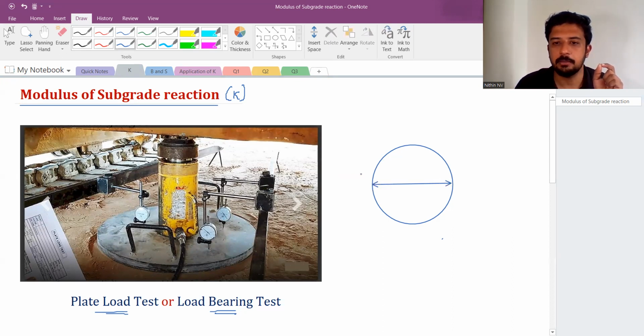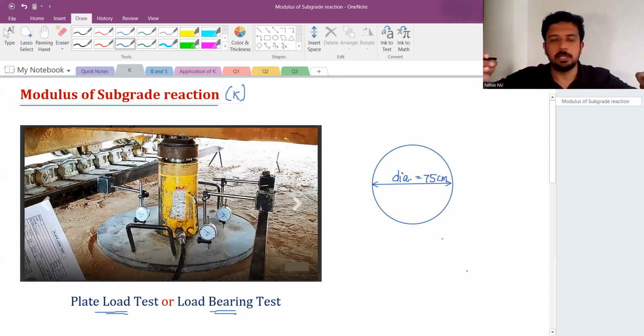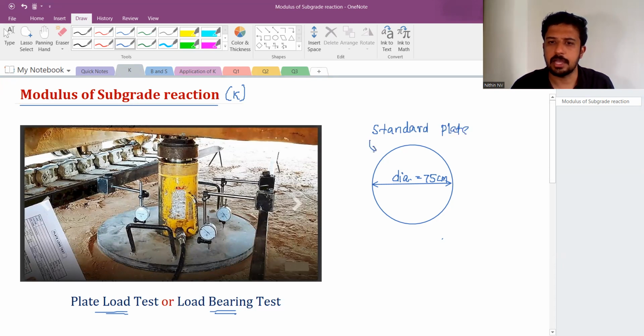Using the diameter only, we'll be representing the plate. If I'm telling the diameter of the plate is 75 centimeter, what is the meaning of this? A large mild steel plate I'm using, which is having a diameter of 75 centimeter for conducting this test. This is actually called as the standard size of the plate, or it can be considered as the standard plate. That's it. So this is the standard plate in plate load test.